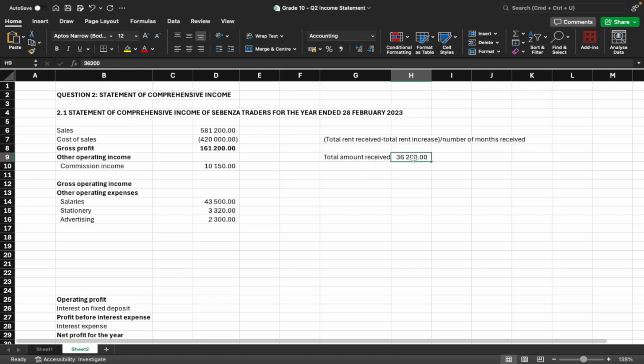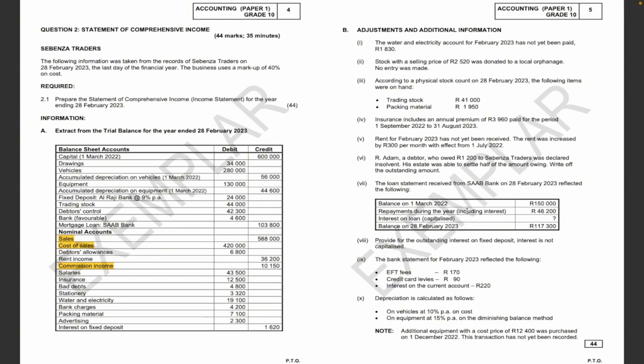That's what we know. It's sitting in our books. It's in the trial balance. We know that. Okay, what about the total rent increase? Okay, so less total rent increase? Well, let's go back to our question. We're told that the rent was increased by 300 rand with effect from the 1st of July 2022.